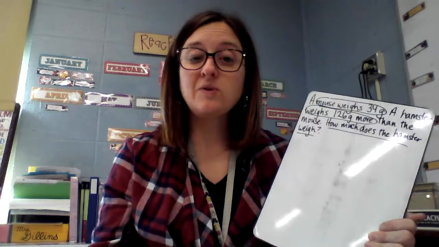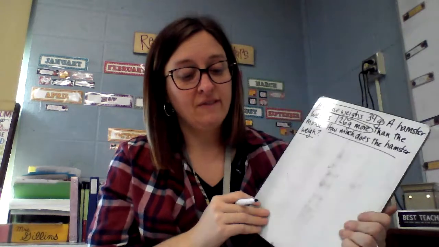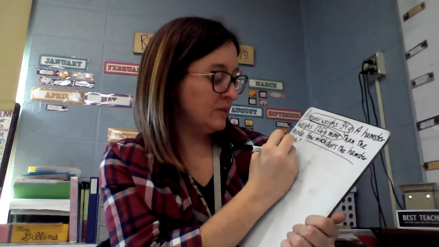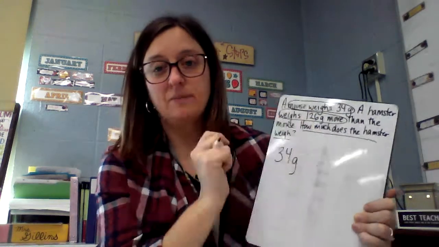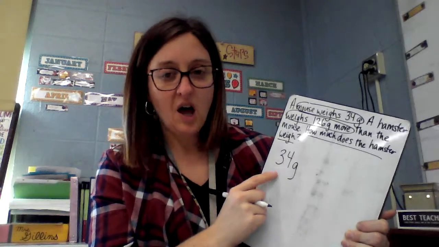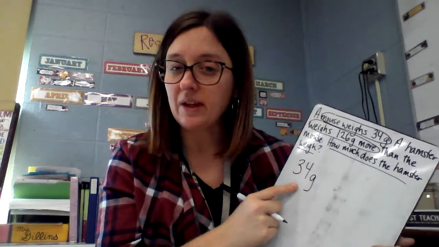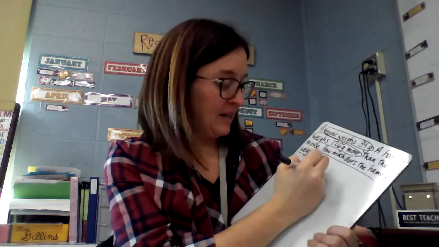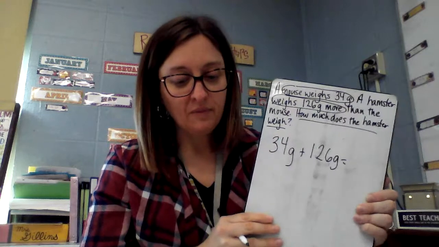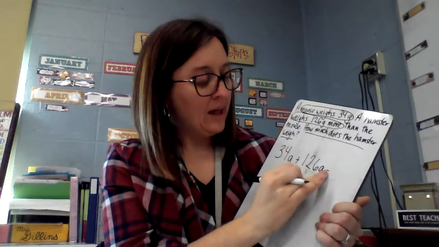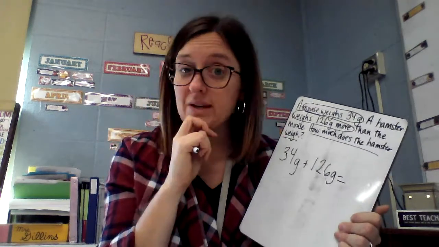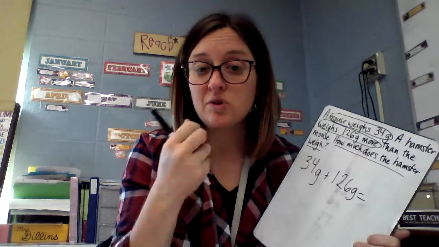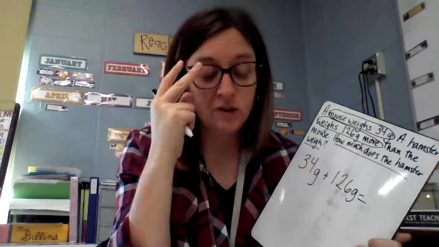So now I'm going to start with what do I know? I'm going to take a look at the information that I have. So I know a mouse weighs 34 grams. And I know that the hamster weighs 126 grams more. So it weighs 126 grams more than this. I think I'm going to be adding here. Okay? This is nothing different, right? So when I add, I'm going to be able to figure out what it weighs. So I can look at this a couple different ways, okay? Remember, I'm giving you tools that you can choose to use. You don't have to solve it this way, but it's an option.